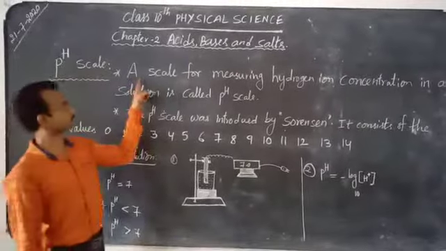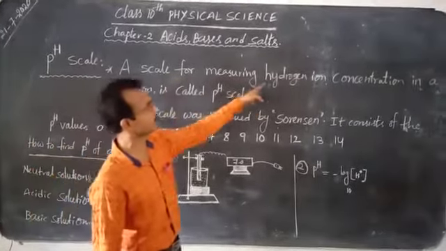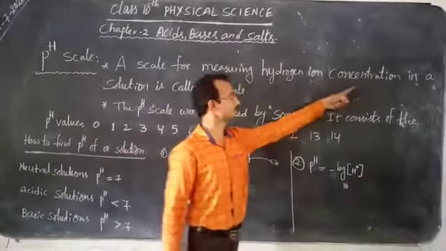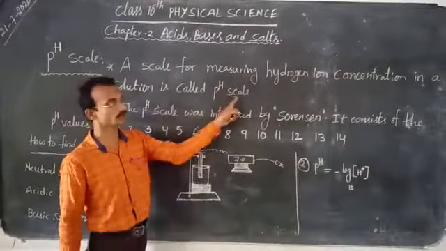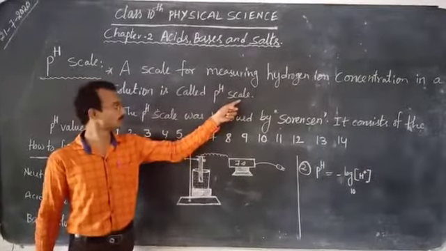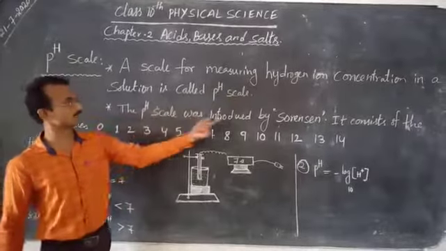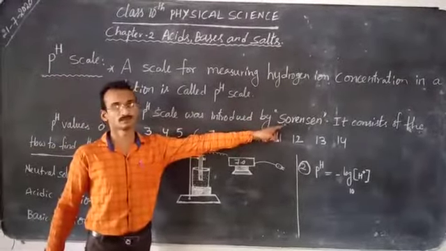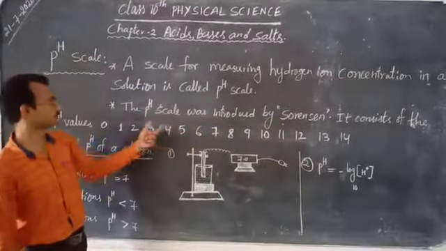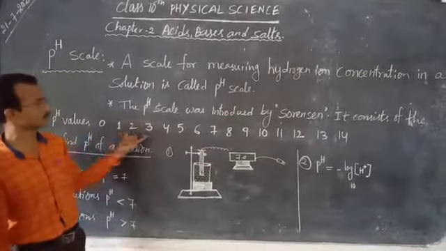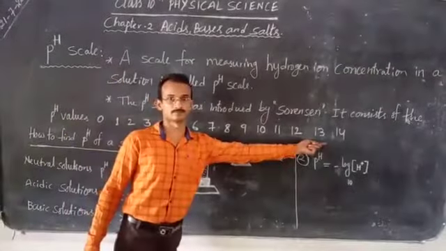The definition is: a scale for measuring hydrogen ion concentration in a solution is called the pH scale. The pH scale was introduced by the scientist Sorensen. The pH scale consists of the values from 0 to 14.